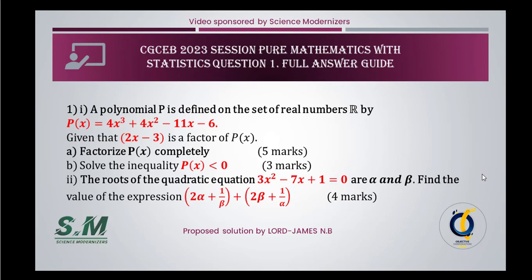Roman 2 says, the roots of the quadratic equation 3x squared minus 7x plus 1 equals 0 are alpha and beta. Find the value of the expression (2 alpha plus 1)/beta plus (2 beta plus 1)/alpha, 4 marks. So let's get started with the video and get a proposed solution to this.